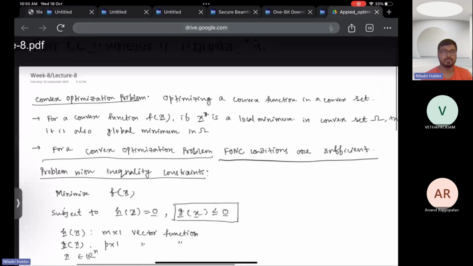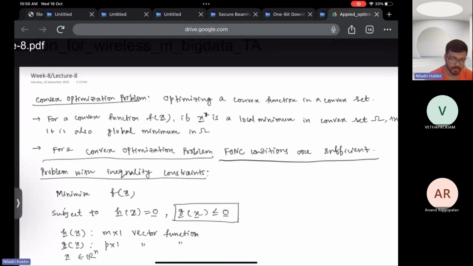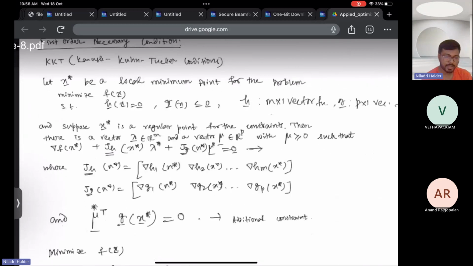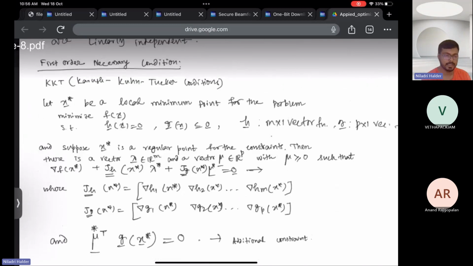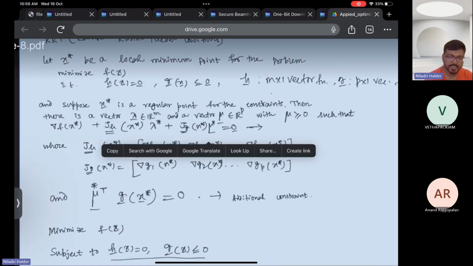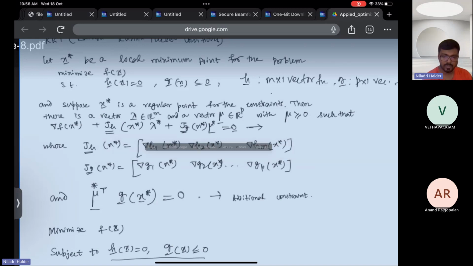So for the inequality constraint case, this is the normal general case. For the inequality constraint case, there can be equality also. This is the KKT we need to check. So KKT conditions are like that. We need to minimize f(x) subject to h(x) equal to 0 and g(x) less than or equal to 0. h is an m cross 1 vector.